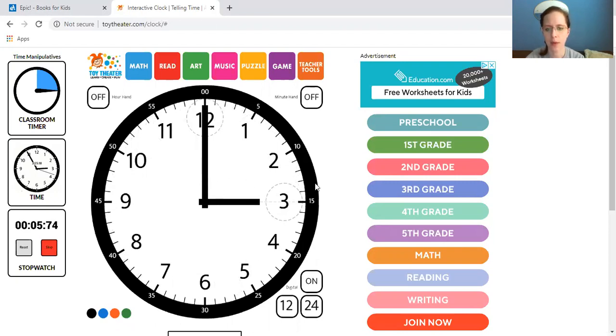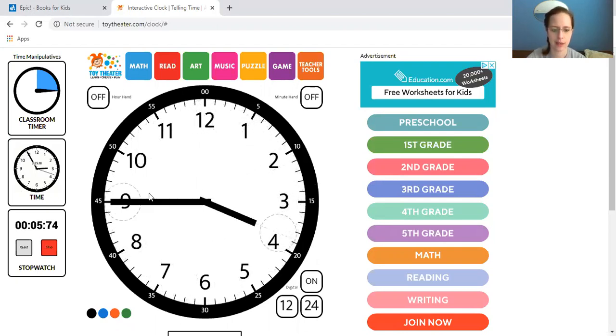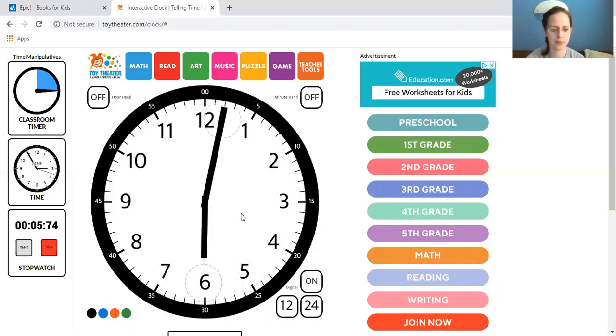So for example, right now we've worked a lot with o'clocks. So right now it shows 3 o'clock. If I move this around a couple of rotations, now what time does it show? Good, now it shows 5 o'clock, and we'll do one more. Now what time does it show? Good, now it shows 9 o'clock. Awesome job, guys.